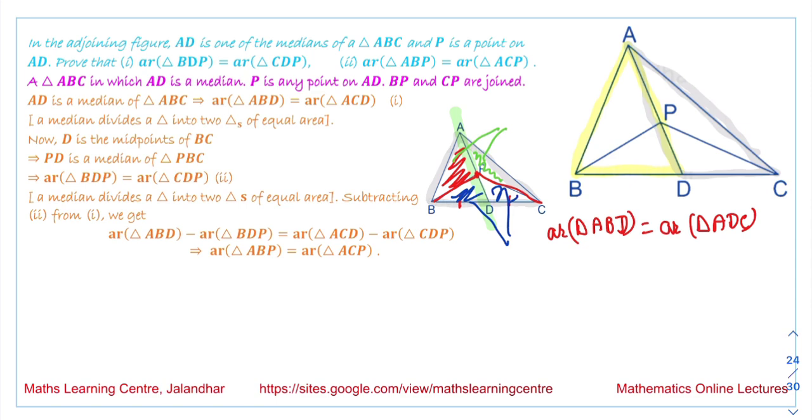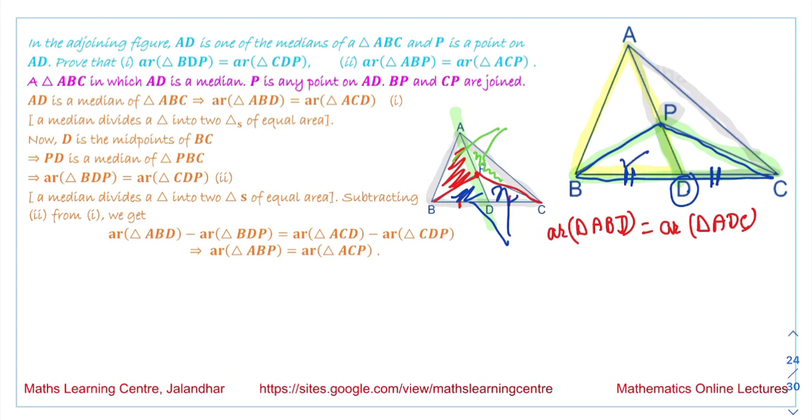Now we are saying that P is any point over here. Then for the triangle PBC, PD is the median, that is, D is the midpoint over here. These two sides are equal to each other. So D is the median for this triangle. We are talking about the triangle PBC. D is the midpoint over here, so PD is the median.